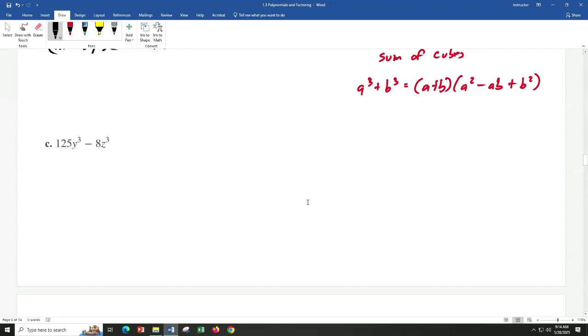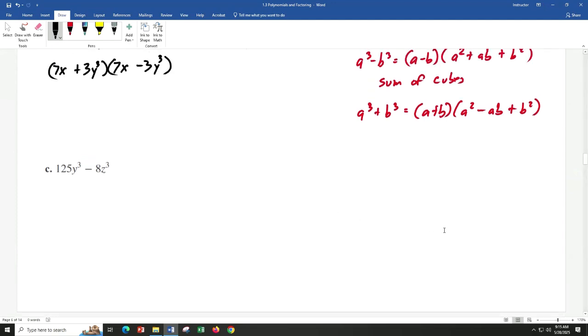Here, we'll do this very quickly. This would be what? A difference of cubes. I got it kind of right there at the very upper corner so you can see it. How I like to do these, the cubes, okay? I know I have an A and I know I have a B. So for my A, I'm taking the cube root of 125y cubed. For B, I'm going to take the cube root of 8z cubed.